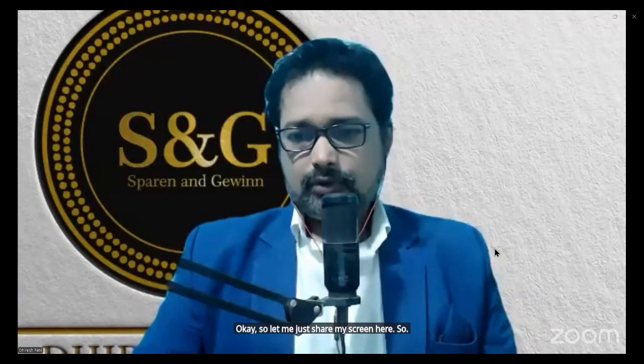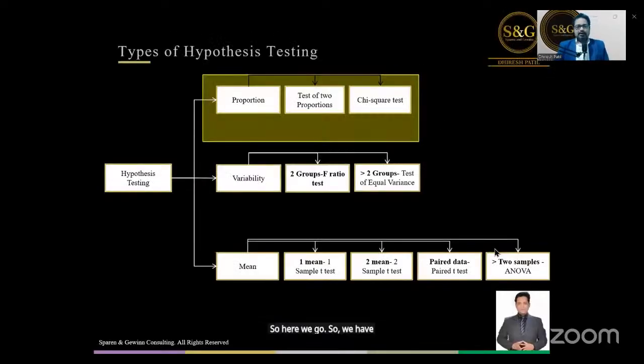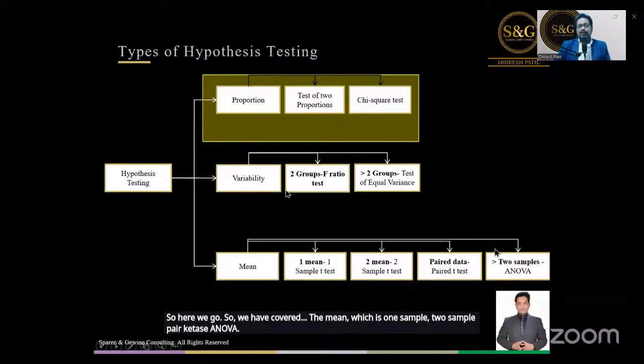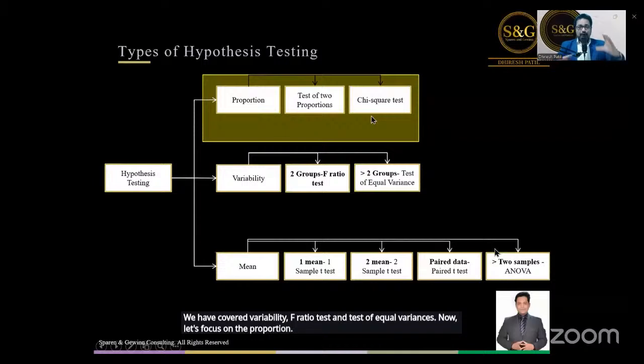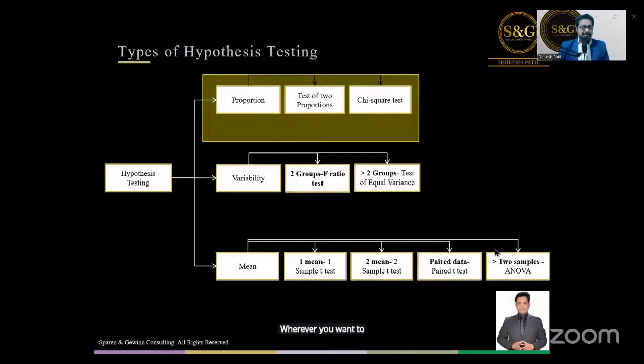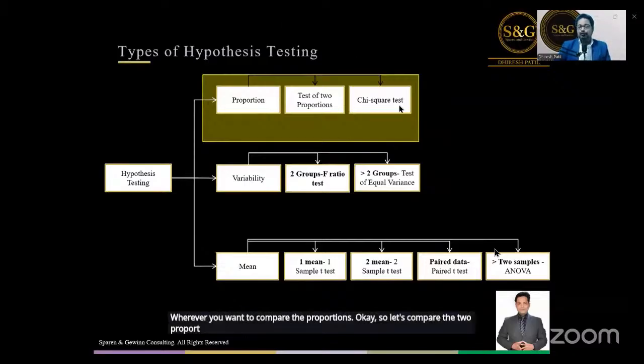Let me just share my screen here. So we have covered the mean, which is one sample, two sample, paired t-test, ANOVA. We have covered variability, F ratio test, and test of equal variances. Now let's focus on the proportion, wherever you want to compare the proportions. Let's compare two proportions. That is called the test of two proportions.